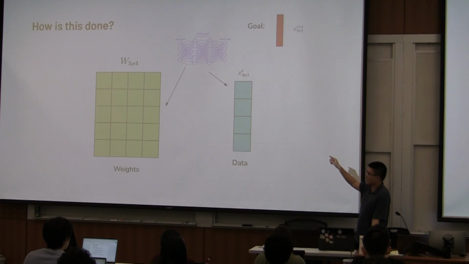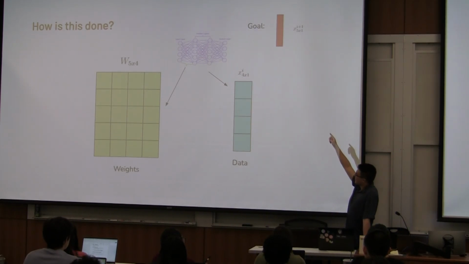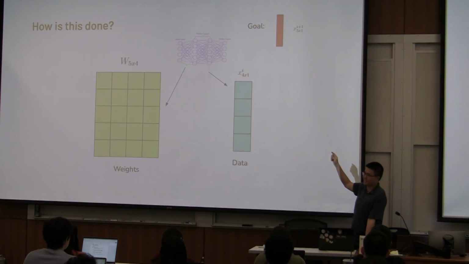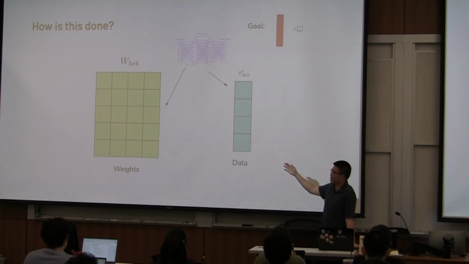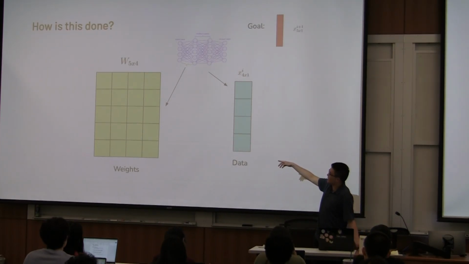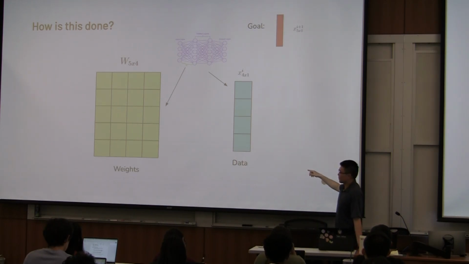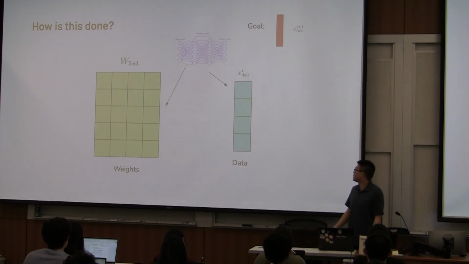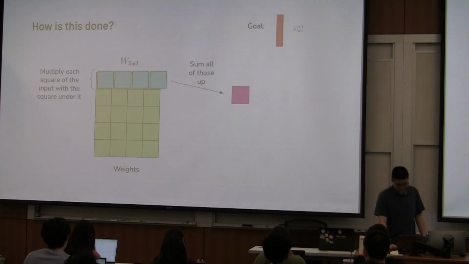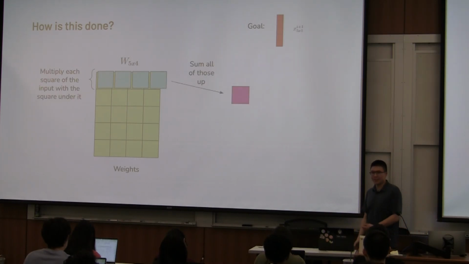In order to compute this, we first do a matrix multiplication. The weights are stored in a 5x4 matrix, because we have 4 in the input and 5 in the output. So 4 times 5 is the number of weights that we have. We use a matrix multiplication to compute the output. So let's start with that. How do we do matrix multiplication?